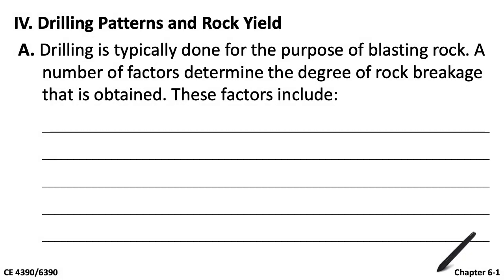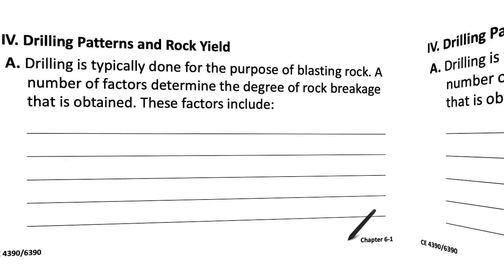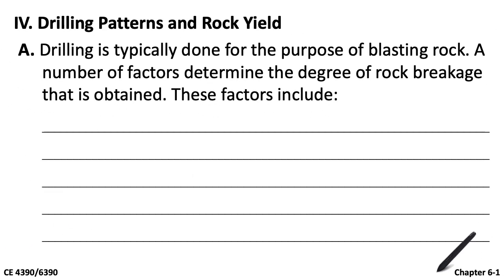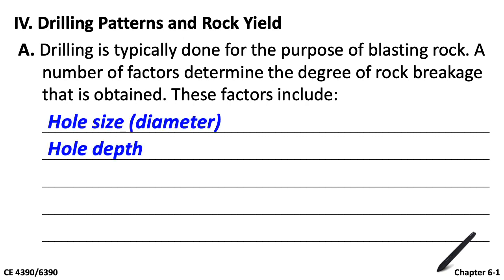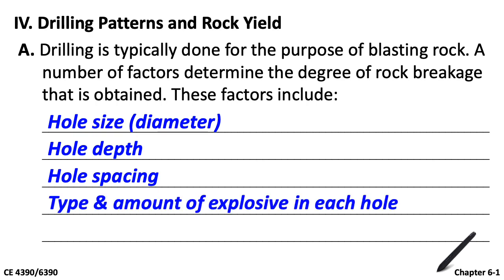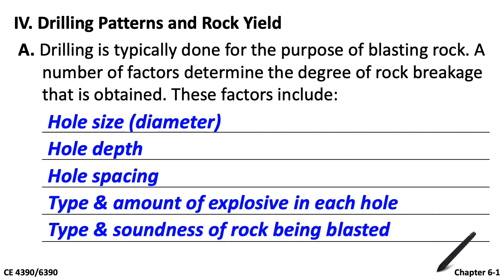Section 4, Drilling Patterns and Rock Yield. Please note that drilling is typically done for the purpose of blasting rock. There are a number of factors that determine rock blasting production. These factors include: Number 1, hole size or diameter. Number 2, hole depth. Number 3, hole spacing. Number 4, type and amount of explosive in each hole. Finally, the type and soundness of the rock being blasted.